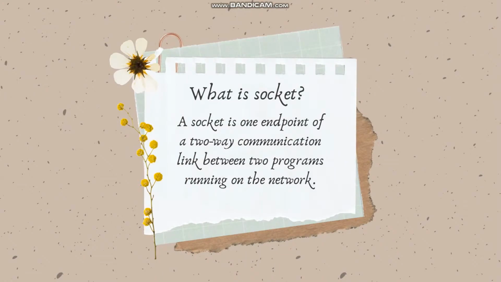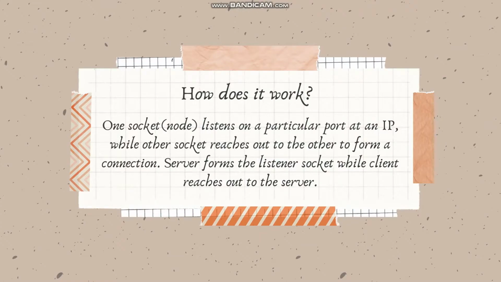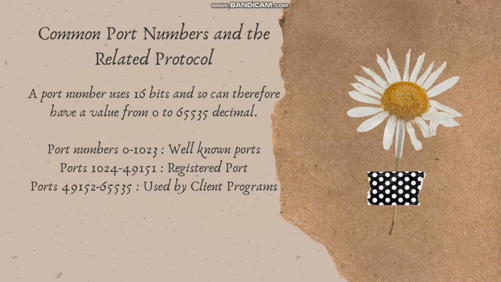A socket is one endpoint of a two-way communication link between two programs running on the network. A socket is bound to a port number so that the TCP layer can identify the application that data is destined to be sent to. So how does it work? One socket, or one node, listens on a particular port at an IP while the other socket reaches out to the other to form a connection. The server forms the listener socket while the client reaches out to the server.